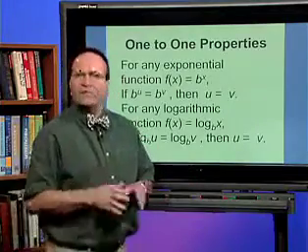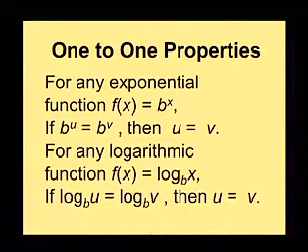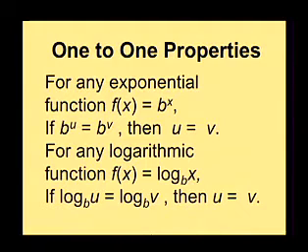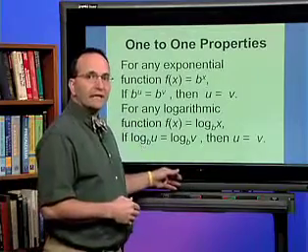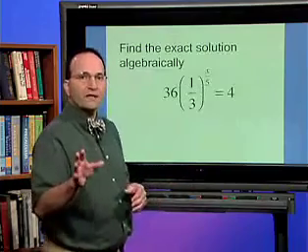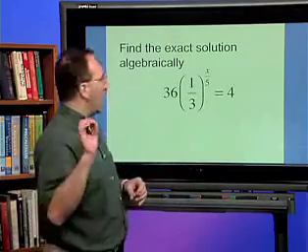One-to-one properties. For any exponential function, f of x is equal to b raised to the x. If b to the u equals b to the v, then u is equal to v. For any logarithmic function, f of x equals log base b of x. If the log base b of u is equal to the log base b of v, then u will be equal to v.